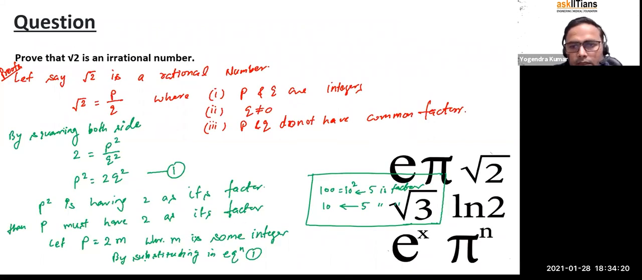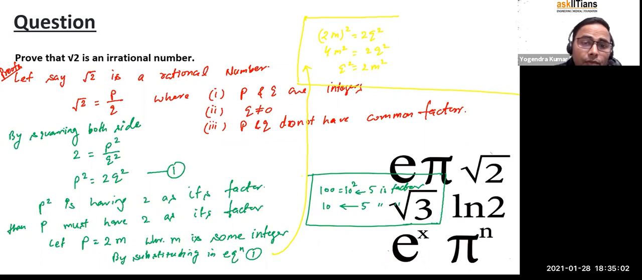Okay, let me take this space. Where should I write it further? Can I utilize this place? I think right after that, we have the conclusion here. So by substituting here, what we can write down here: 2m square is equals to 2q square. So 4m square is equals to 2q square. So can we write down here q square is equals to 2m square?